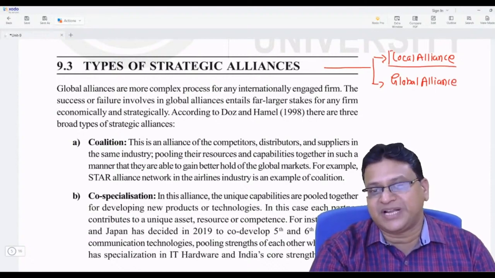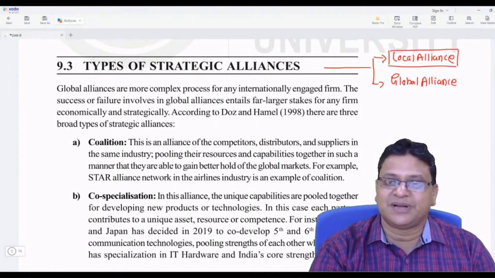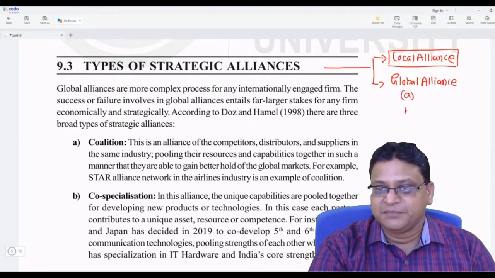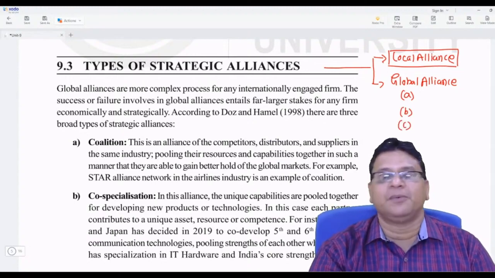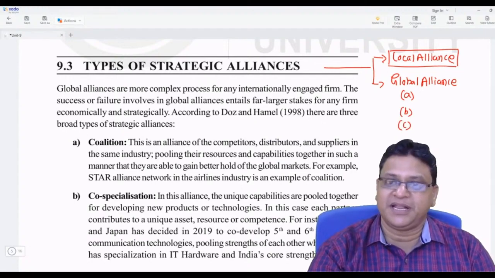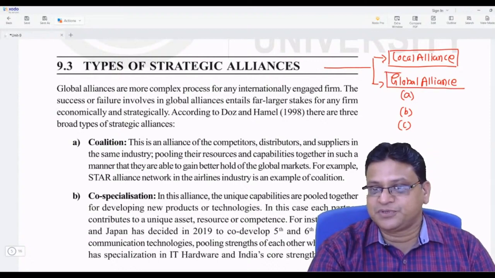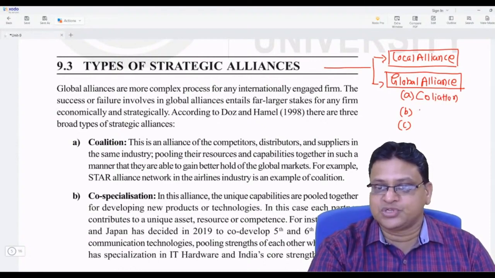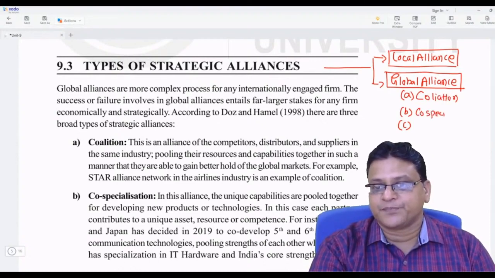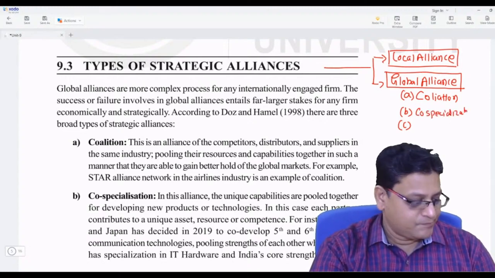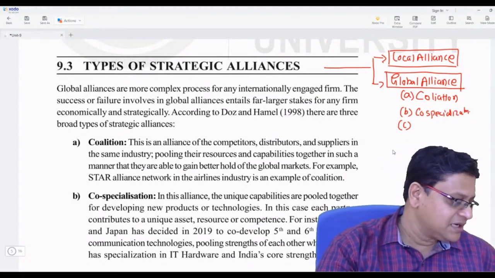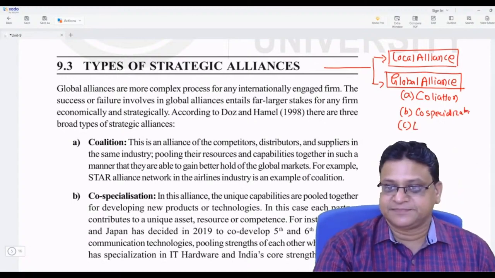First we will discuss what is local alliance, then we will discuss what is global alliance. Global alliance may be of three types. What are the three types of global alliance? One is coalition, another is co-specialization, and the third one is learning alliance.